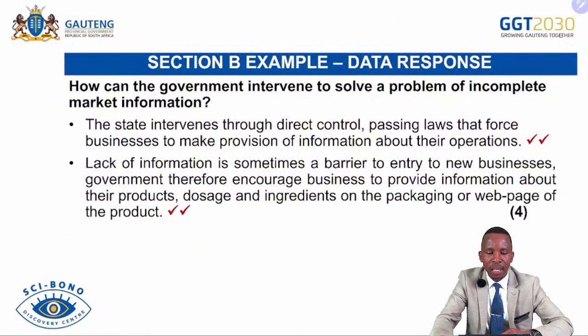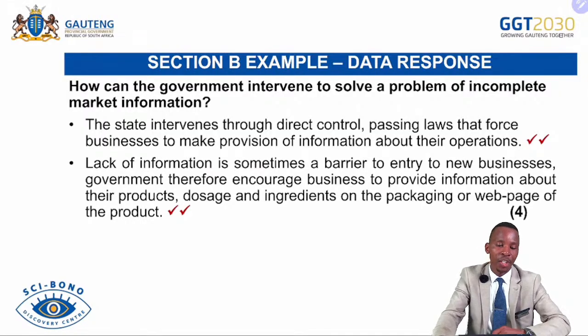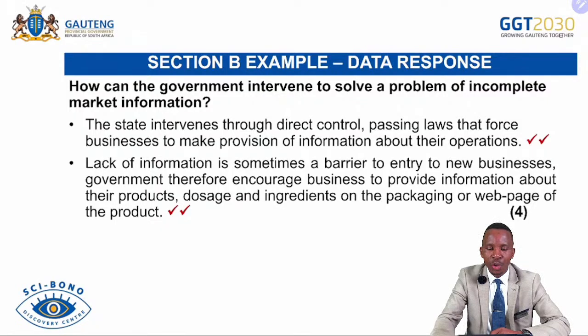And then how can the government intervene to resolve or to solve a problem of incomplete market information? The state intervenes through direct control, passing laws that force businesses to make provision of information about their operations. That's when the government forces businesses through laws and regulations to provide information on their operations and product, either on the packaging of the product or on the website of their own product or of their own operations.